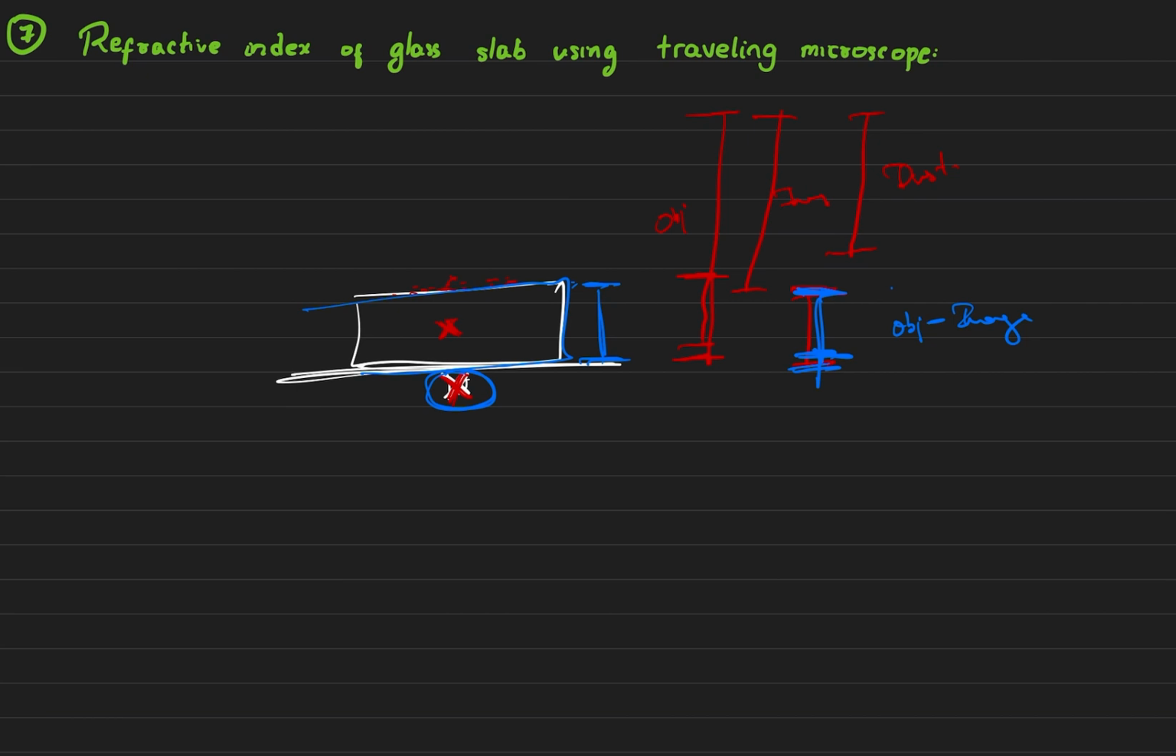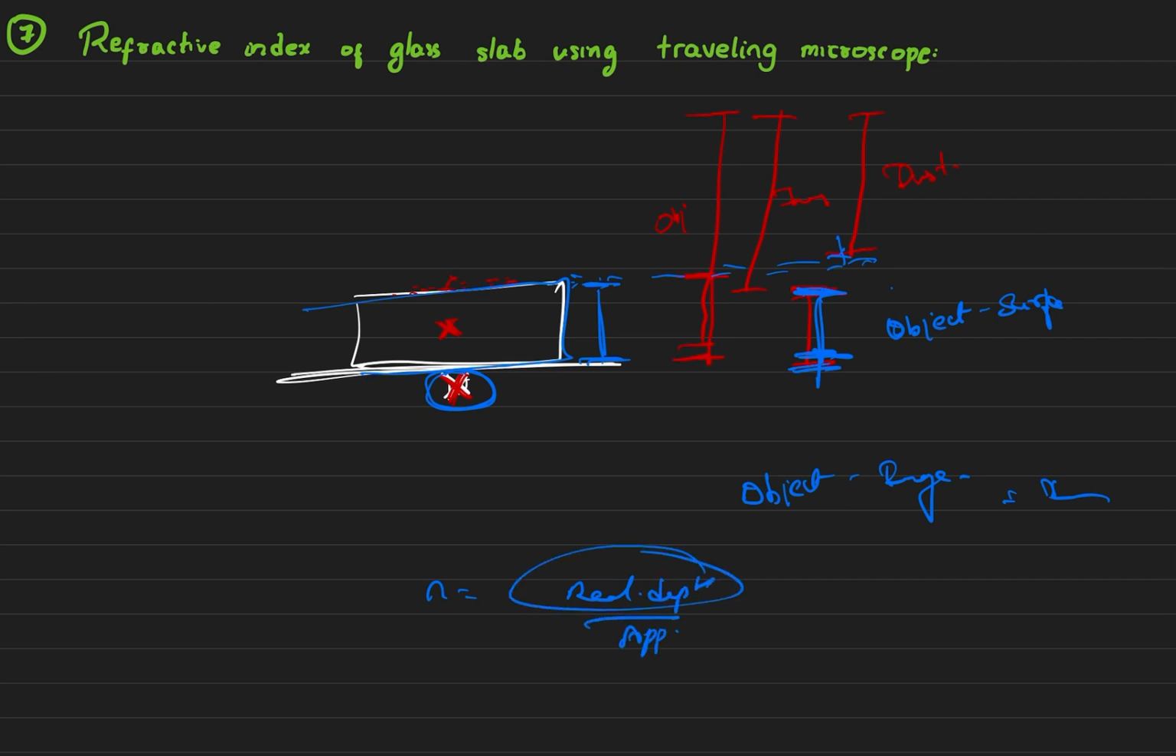Then how do you find the image distance? Sorry, not object minus image. You are going to do object minus this portion. This portion is nothing but my distance. Object minus surface. Object minus image is going to give you my image distance. So similarly you can use it and you can find the formula. Refractive index is equal to real depth by upper end depth. So you are going to find the real depth, and you are going to find the upper end depth.